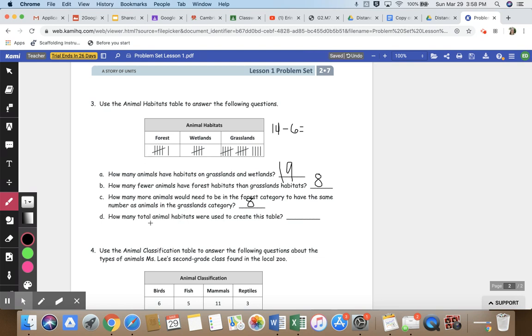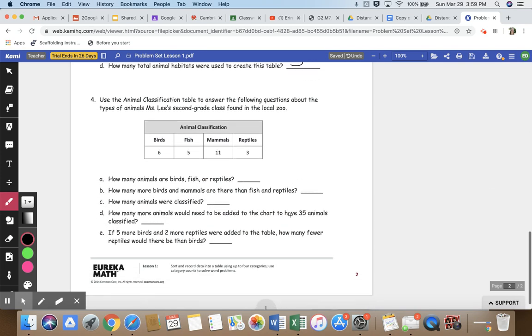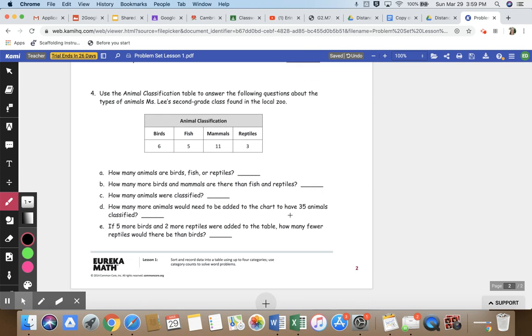Letter D says, how many total animal habitats were used to create this table? It's not asking how many total animals, so we're not counting up all of our tallies, but actually how many habitats. We've got 1, 2, 3 habitats in this table. Okay, moving right along, number 4, it says, use the animal classification table to answer the following questions about the types of animals Miss Lee's second grade class found in the local zoo.